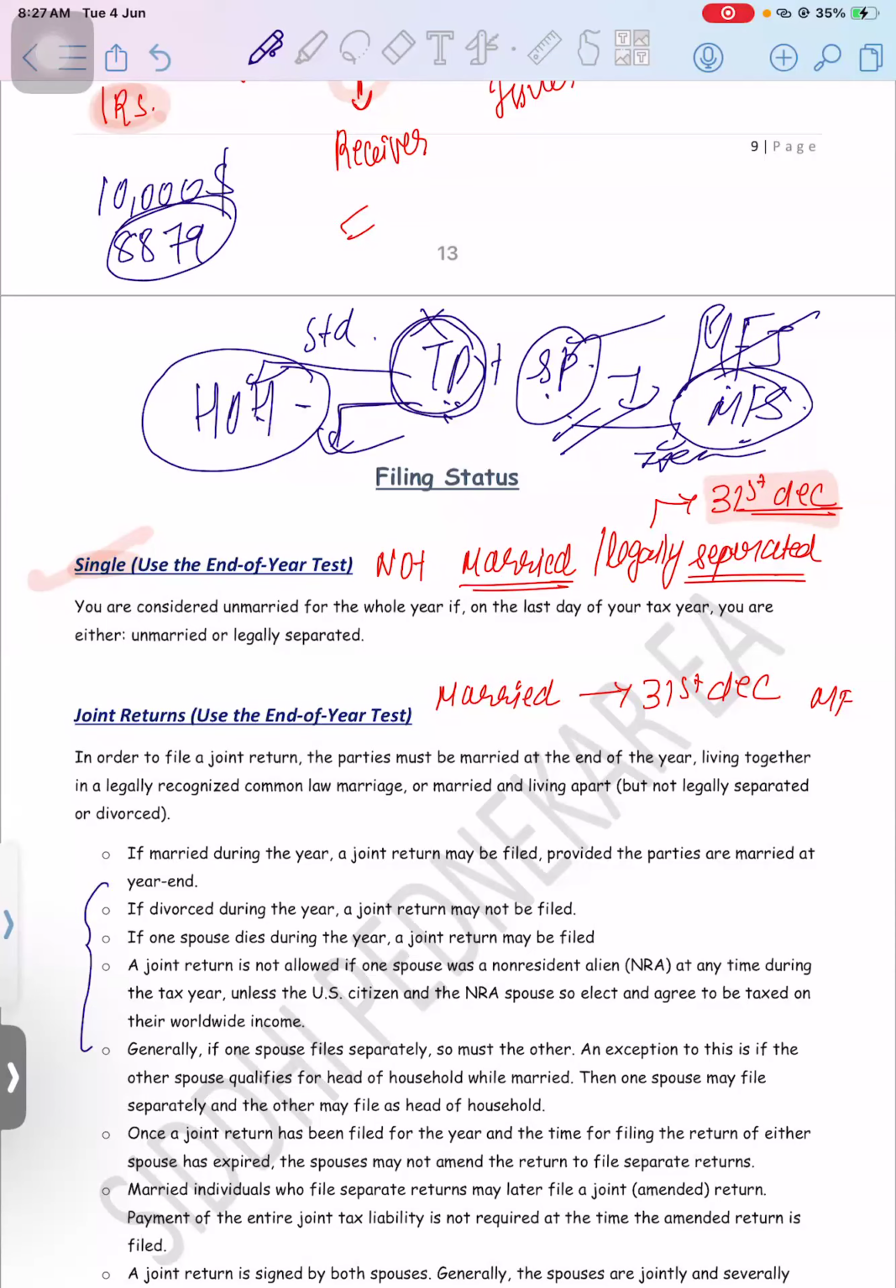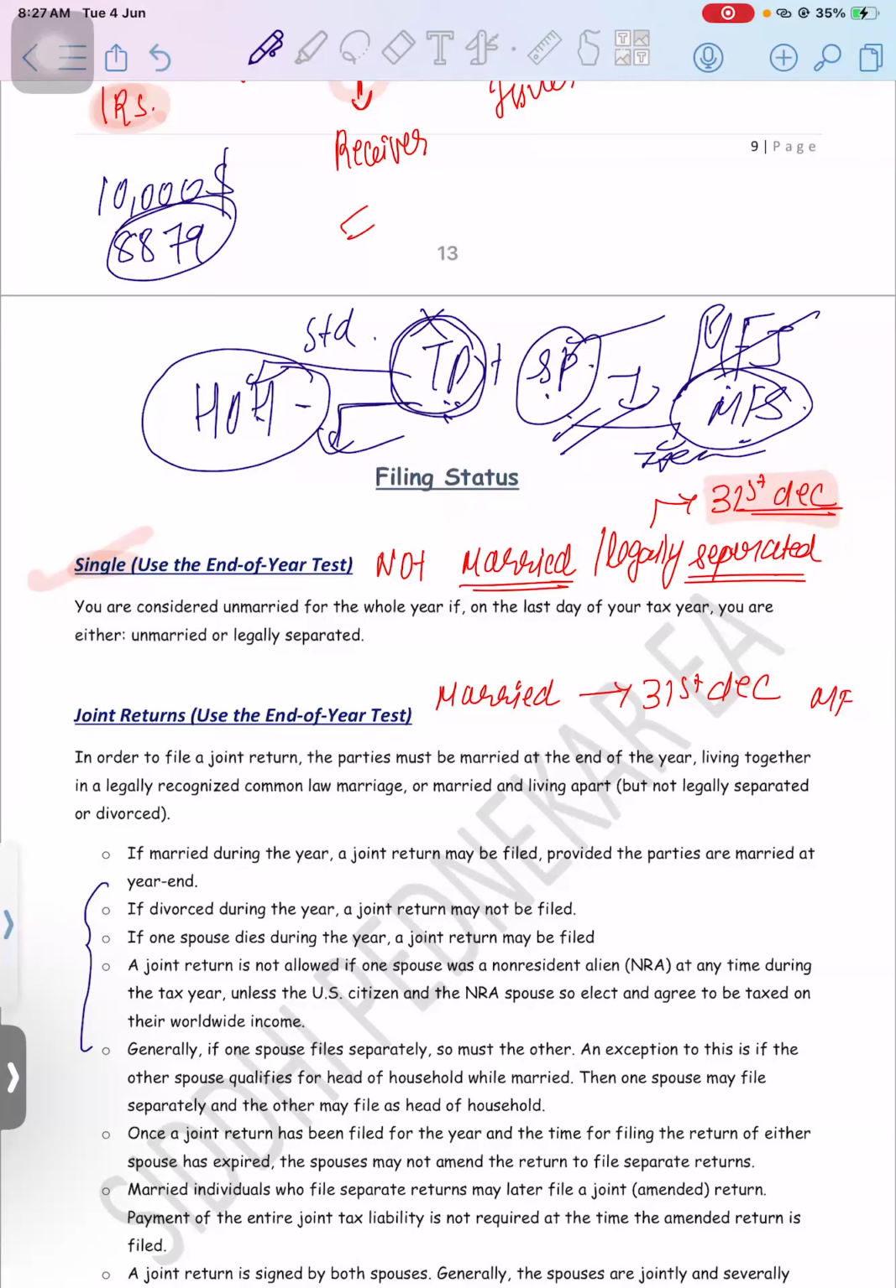After filing the return also you can go for innocent spouse relief, or before filing the return also you can go for innocent or injured spouse relief, any one of them. Okay, so there's no restriction like before filing 8879 or after filing 8879. You can at any point of time file the injured spouse or innocent spouse relief.